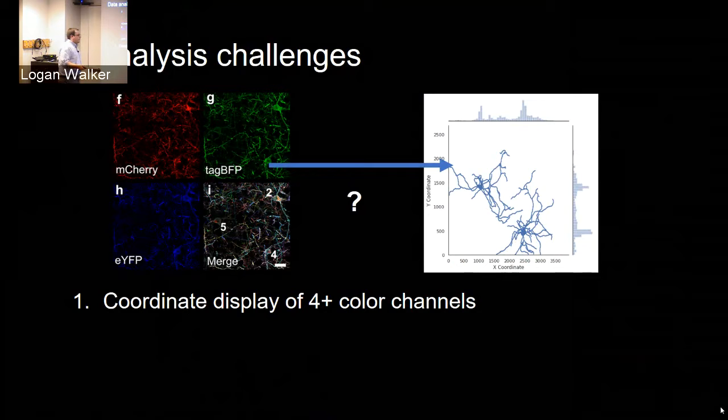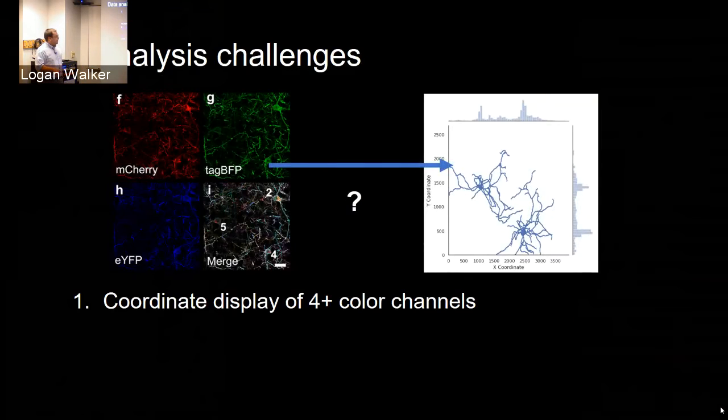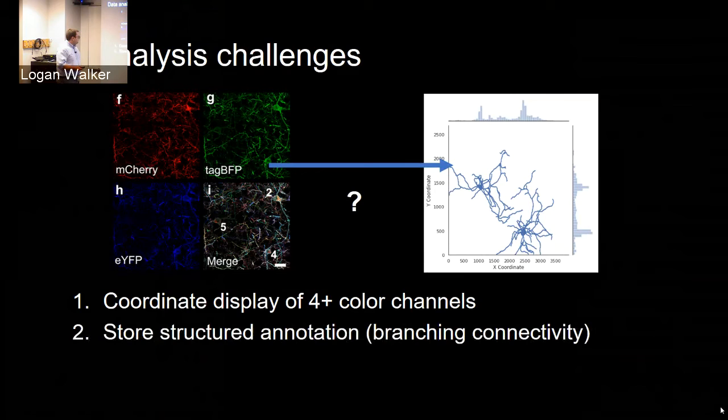So those are the challenges of going from the raw data to some sort of quantification. First is that you have to coordinate the display of 4 or more color channels. This image specifically is actually only using 3 for the Brainbow, but in those more complicated types of Brainbow that I alluded to earlier, you can have 4, 5, or 6, even more channels that you need to be able to display at once. Now it's really easy if you have 3 because you can just map it onto RGB, and it makes sense to the human eye. But once you have 4 channels, where do you map that fourth channel to?